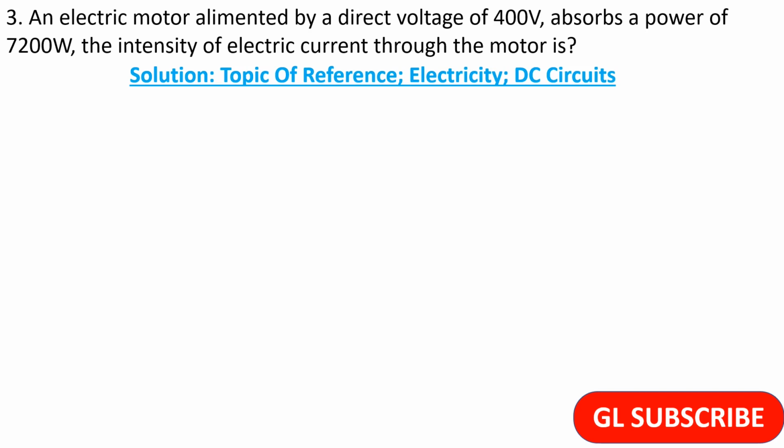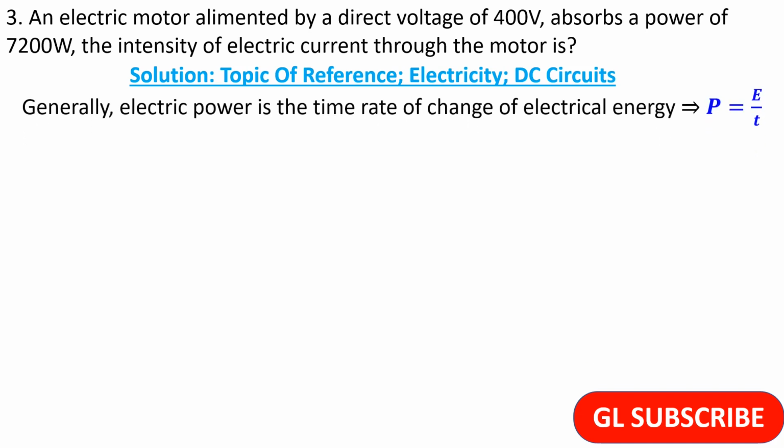As I've always said, it's important for you to note the topic of reference, or have the topic of reference at the back of your mind. This type of question is drawn from the topic electricity, particularly DC circuits. The very first thing to know here is that electric power is the time rate of change of electrical energy, mathematically given as P equals E on T.